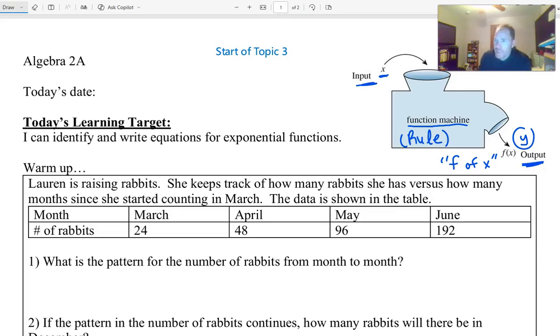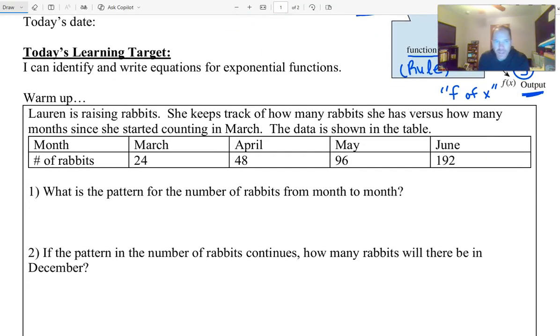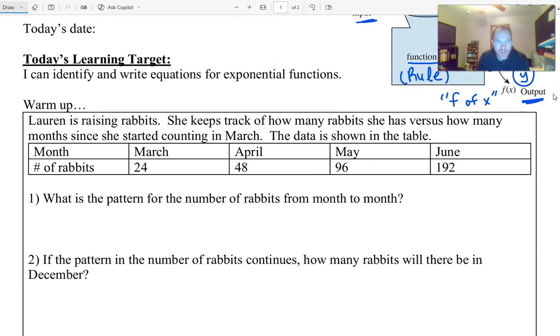Well, we have a story here to warm up about Lauren. It says Lauren is raising rabbits. She keeps track of how many rabbits she has versus how many months since she started counting in March. The data is shown in the table. So I'm going to scoot down here a little bit. But you can see that in March, we've got 24 rabbits, April there's 48, etc. Our first question is, what is the pattern for the number of rabbits from month to month?